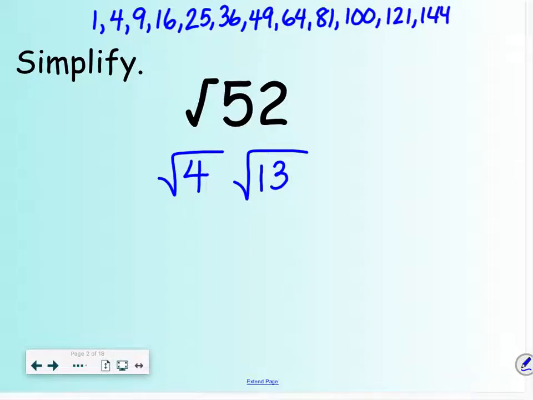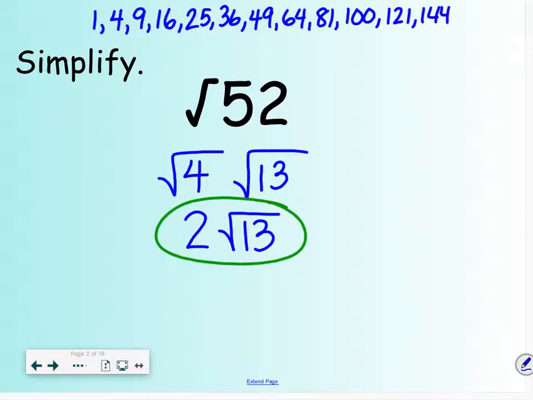So notice that I've got both of them underneath square root symbols at this point. So the square root of 52 is the same as the square root of 4 times the square root of 13. Now because 4 is a perfect square, the square root of 4 is 2, my answer is 2 times the square root of 13. So the number that is a perfect square factor, that one in the final answer is not underneath the square root symbol anymore.